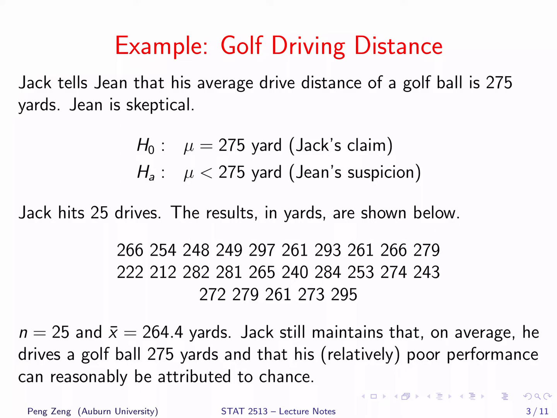Second, it is due to random chance. Although the sample mean is less than 275 yards, there are indeed some distances larger than 275 yards. If Jack hits another 25 drives, it is possible that the sample mean is larger than 275 yards. If we can rule out the possibility of the second scenario, that is, if the small sample mean is not due to random chance, we will tend to reject H0 and claim that Jack's mean drive distance of a golf ball is smaller than 275 yards.